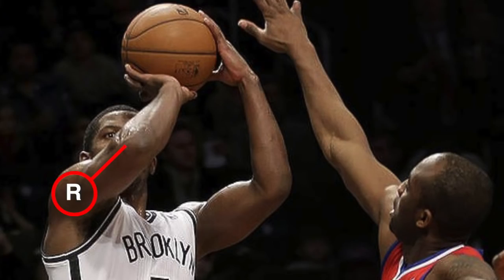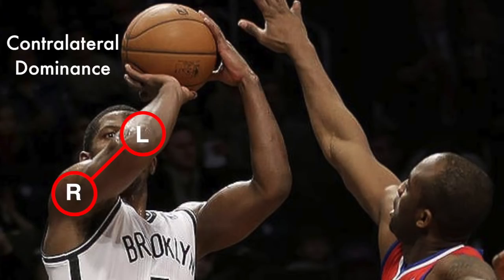But this is not always the case, right? Sometimes a right-handed shooter can be left-eye dominant. So even though they're right-handed, they'll prefer to bring the ball up in front of or in line with their left eye, their opposite eye. When someone's hand dominance is on the opposite side of their eye dominance, this is called contralateral dominance or cross dominance.